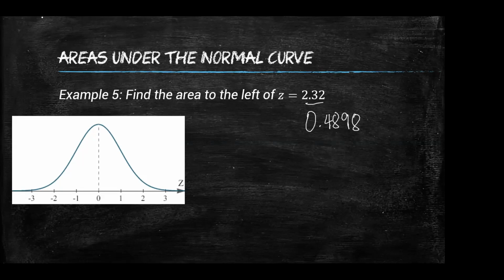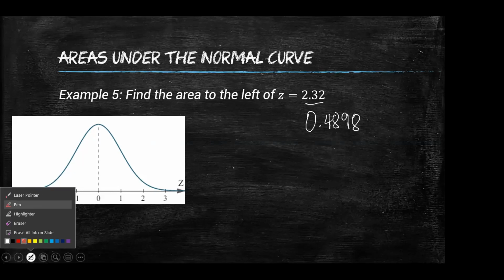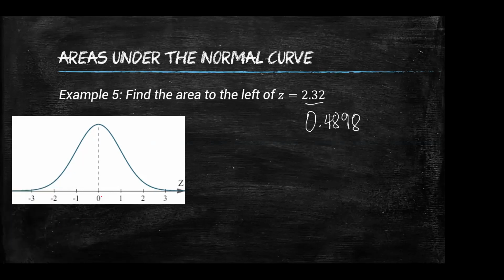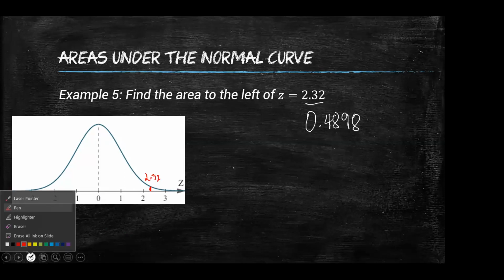Okay, laban na. Let's check your answers if your answers are correct. So, i-graph muna natin yung ating Z. So, 2.32 is more probably here. This is 2.32. Now, kung dito yung 2.32, saan yung left ng ating 2.32?